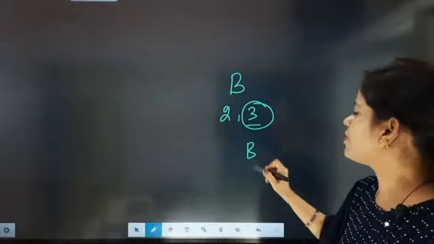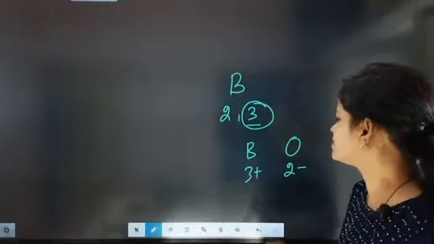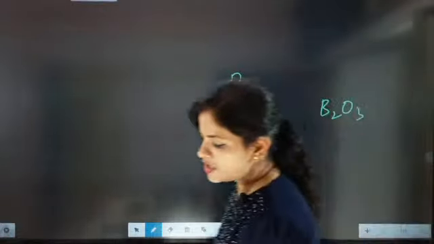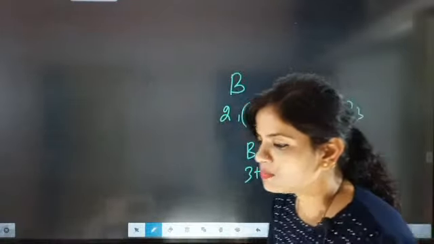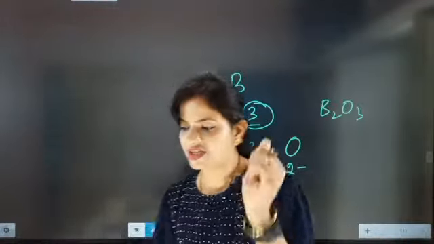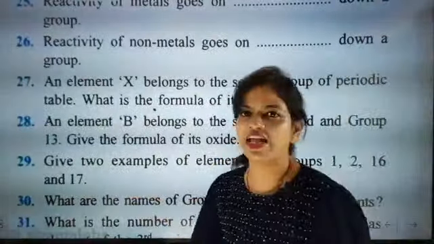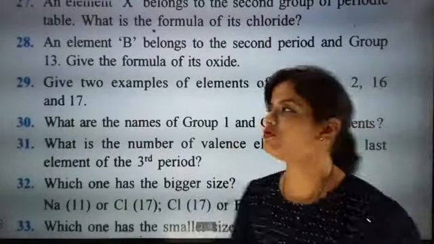So we write oxygen here. Oxygen is 2 minus, this is 3 plus. So it will become B2O3 by the crisscross rule. That's it. Very good, everybody is absolutely correct. You have to revise and practice. I will give you millions of questions like this. This is just the beginning, the start of your revision session.